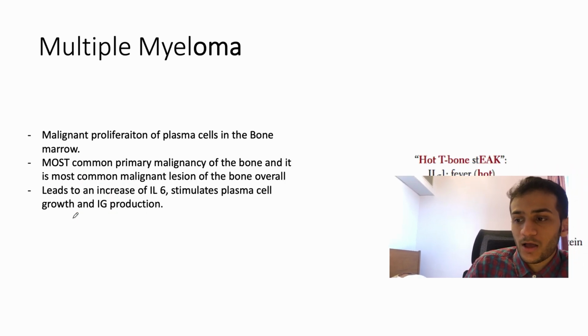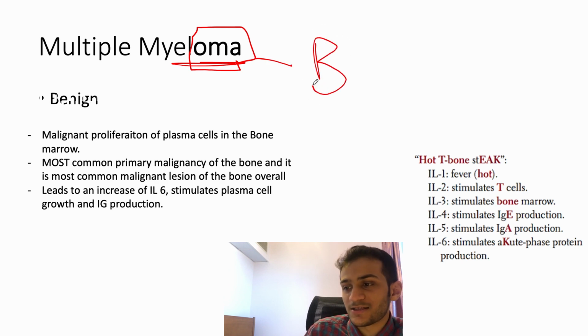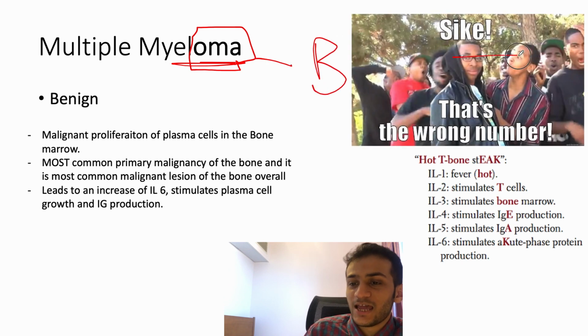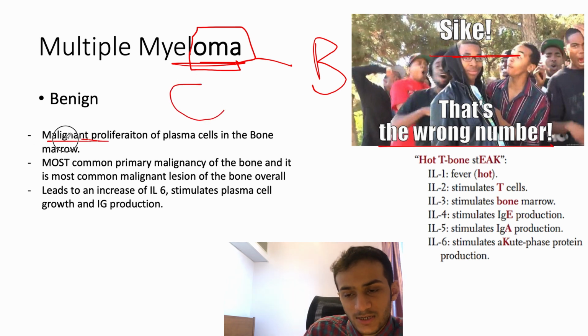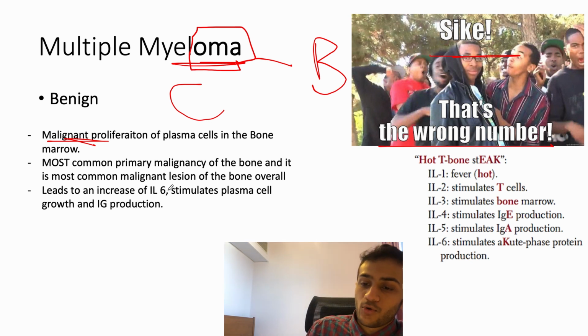So multiple myeloma. If you're looking at this and thinking it's a benign tumor, well, psych, that's wrong, because it's actually cancerous, it's malignant. It's a malignant proliferation of plasma cells in the bone marrow. It's the most common primary malignancy of the bone, and the most common malignant lesion of the bone. So very common, that's what we take home.